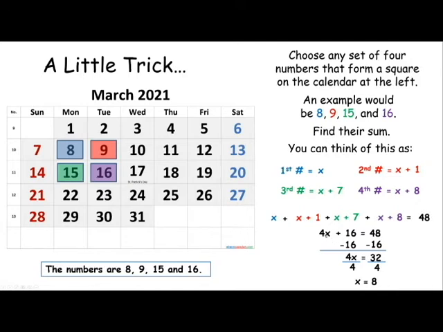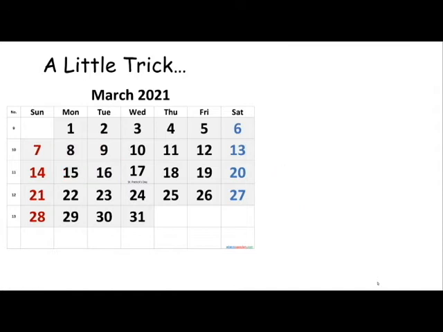For example, I know no matter what my number is, if I multiply it by 4 and add 16, I'm going to get the sum that you tell me. Or the other way around, if I know the sum, all I have to do is subtract 16 and divide by 4, and it gives me the number. Let's try this. My sum is a 60. Can you predict the 4 numbers that would give me a 60?